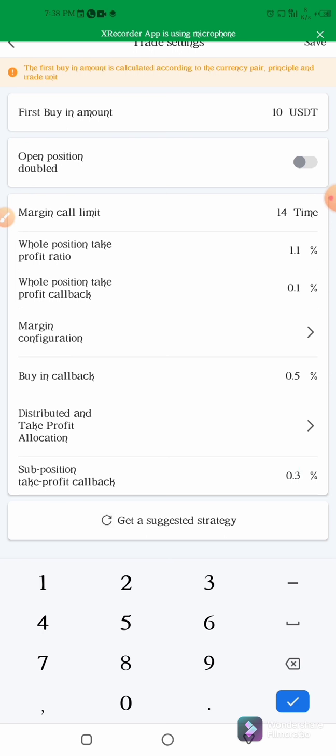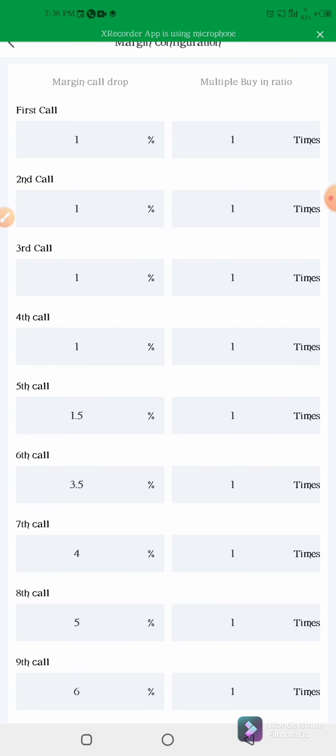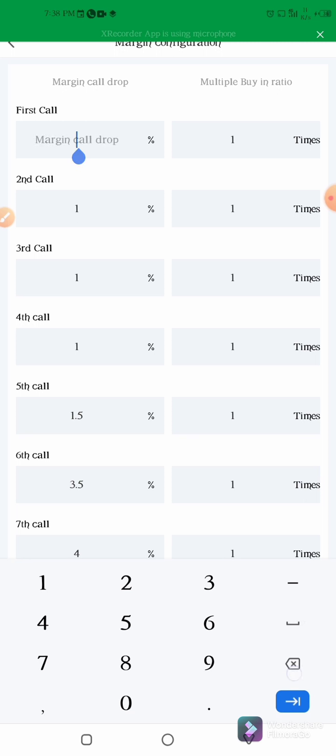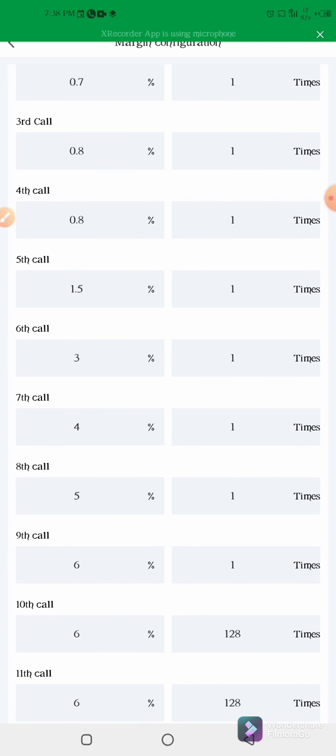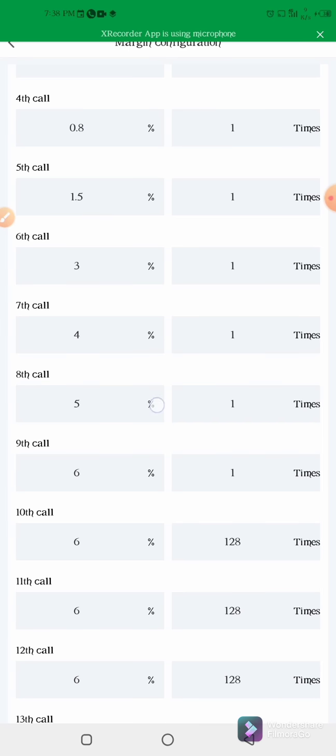Okay, the heart of the trade settings, you go to margin configuration, where we set it. So for a $150 trade settings, you reduce this to 0.7, and then the next one to 0.7, and then the next one to 0.8, and then the next one to 0.8. Okay, and then this leave it at 1.5%, this leave it at 3%. Okay, the next one should be 3.5.